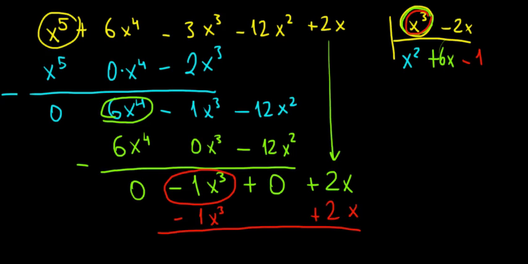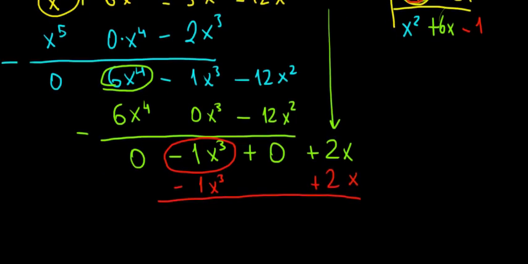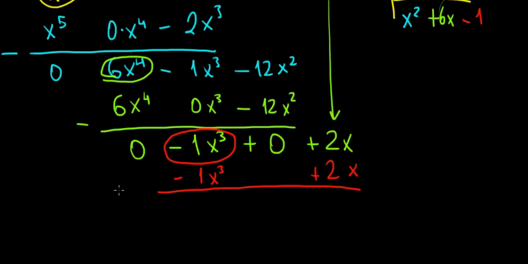Subtract and see what we get. Minus 1x cubed plus 1x cubed, which is 0. Here we have no term, which is just 0. And then 2x minus 2x, 0 again. So there's no remainder, which is nice. We actually have a division, and that's the result: x squared plus 6x minus 1.